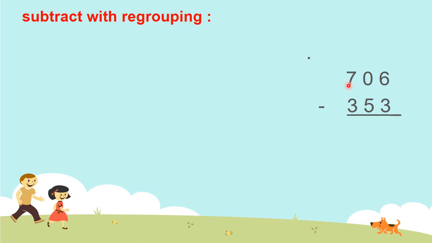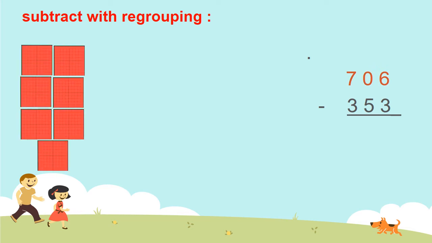So let's start by reading the number. It's 706. The other number is 353. Okay, good job. Let's represent the first number. It's 700. 3, 4, 5, 6, 7, and 1, 2, 3, 4, 5, and 6.